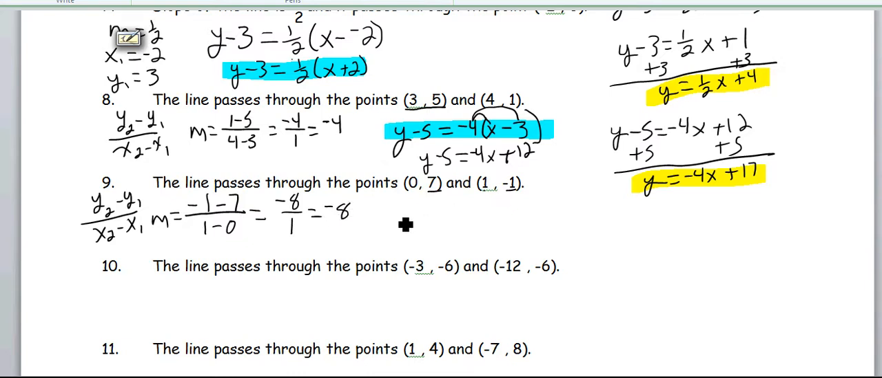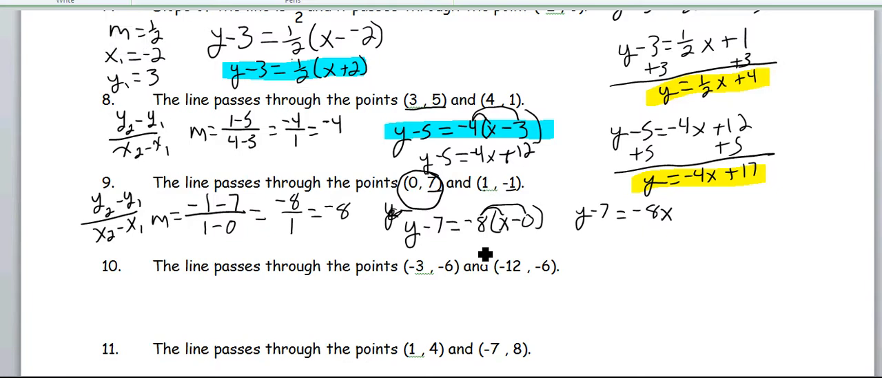I now put this in my formula, y minus, and I'm going to use this here. Let me write this. Y minus 7 equals, I take my slope from right here, and it goes in here, negative 8 times x, and I'm still going to do this, minus 0, which gives me y minus 7 equals negative 8x. See, if I do negative 8 times x, it's negative 8x. Negative 8 times 0, or negative 0, which there is no such thing, is just 0. So I don't need to put it there.